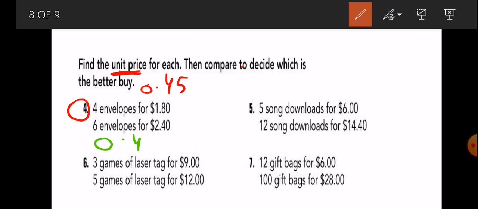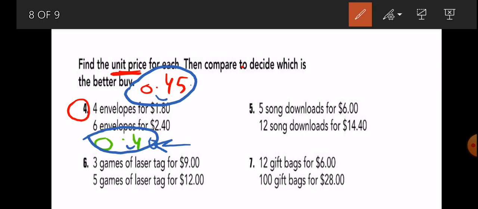So now to compare them, which one is cheaper, which one is more expensive? Here, $0.45 or $0.4. Which one is best? Yes, how to compare? I told you. Start from the decimal. What's beside the decimal? 4. What's beside the decimal here? 4. Then next to 4, 5. Here next to 4, zeros. So yes, the cost of this one is less. So the 6 envelopes is better to buy.